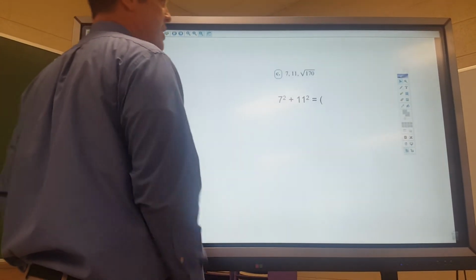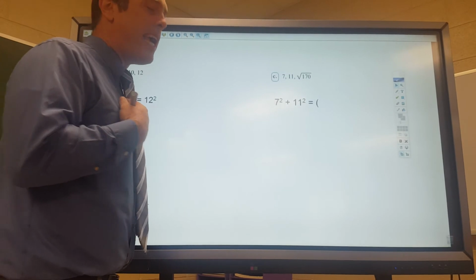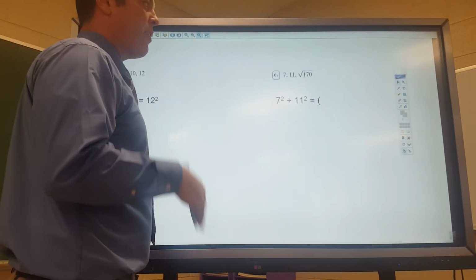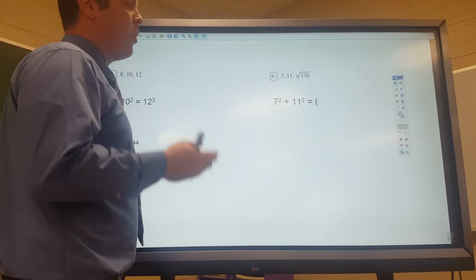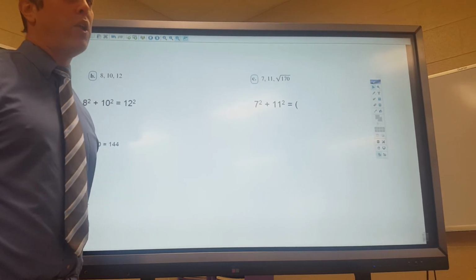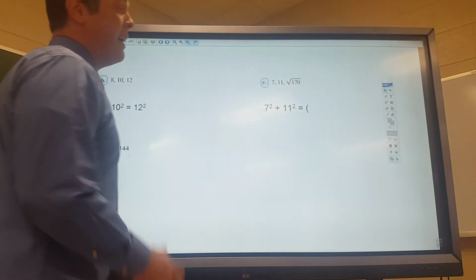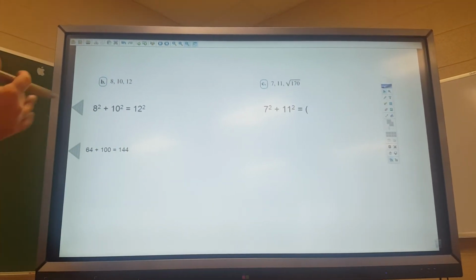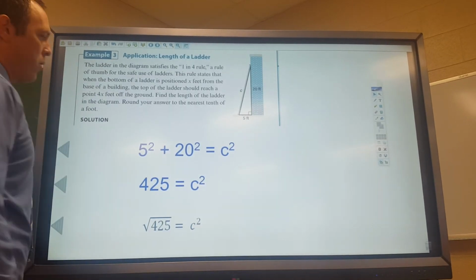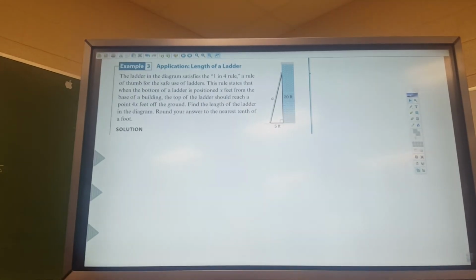All right, let's look at letter C. 7, 11 and the square root of 170. Now, I started by mistake working this out, but I should recognize that this is not a Pythagorean triple right away, because is the square root of 170 a whole number? No, it is not. So automatically we would say it's not a Pythagorean triple based on its definition. Now, it might work, but by definition, we're only looking for numbers that are whole numbers. Oh, let's take that away. All right, pretend you did not see this.